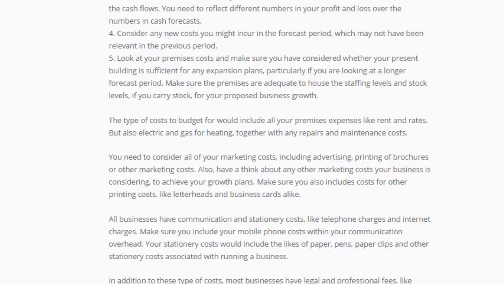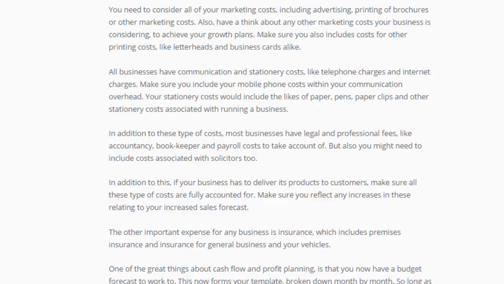Then look at your communication and stationery costs, so telephone charges, internet charges, and don't forget to look at any mobile phone costs to be included within your communication overhead. Have a look at your professional costs like legal fees that you might have to incur, accountancy, bookkeeping and payroll costs. Also, if you deliver your products to your customers, and particularly if you're looking to increase the amount of deliveries, make sure your delivery costs within your cash flow forecasts reflect any increase.